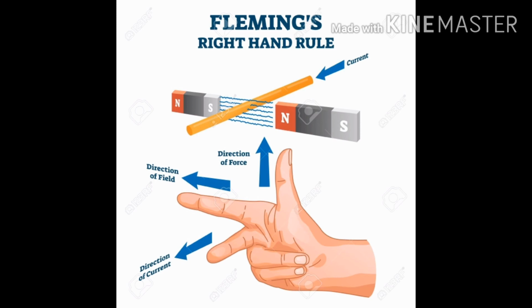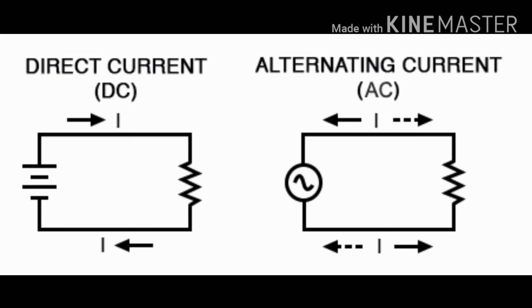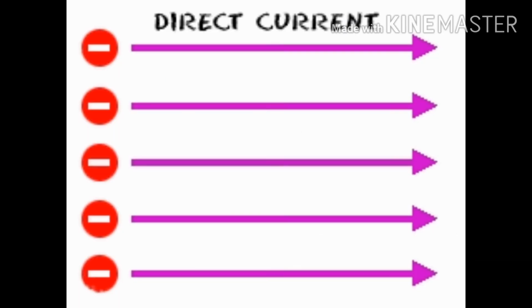Now we are going to learn DC, meaning direct current, and AC, meaning alternating current. When the current flows in one direction in a circuit, that is from cell to cell, such current is called direct current or DC. And the current which changes in magnitude as well as in direction after equal intervals of time is called alternating current, that is AC. The direct current can increase or decrease or it can be stable also, but it is not oscillatory like AC.